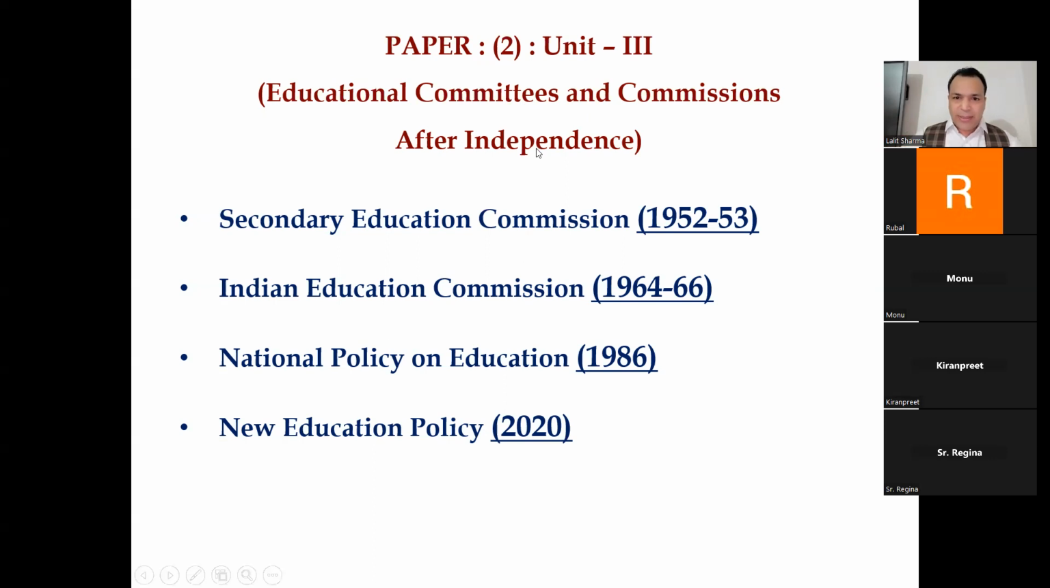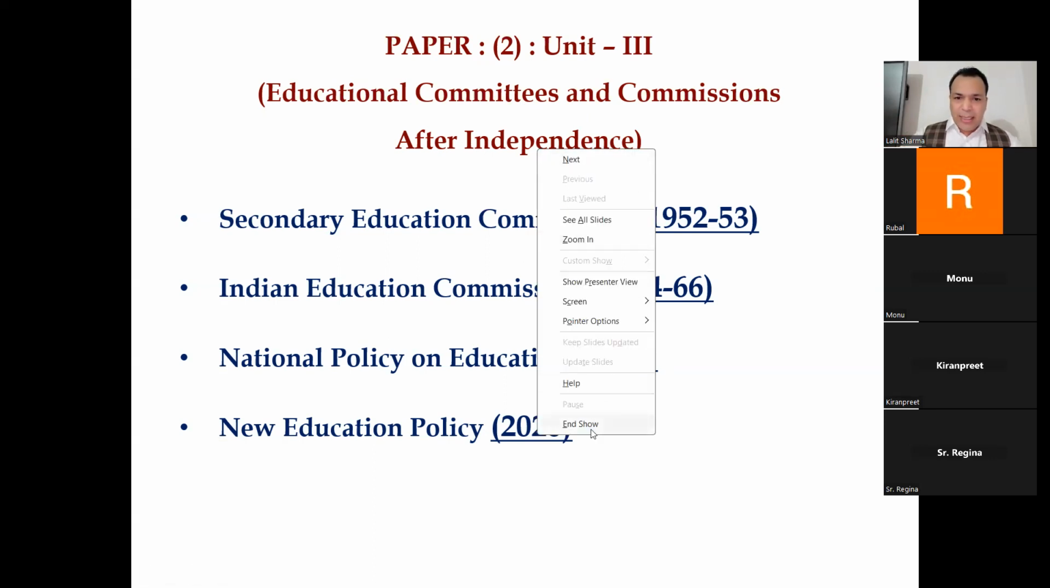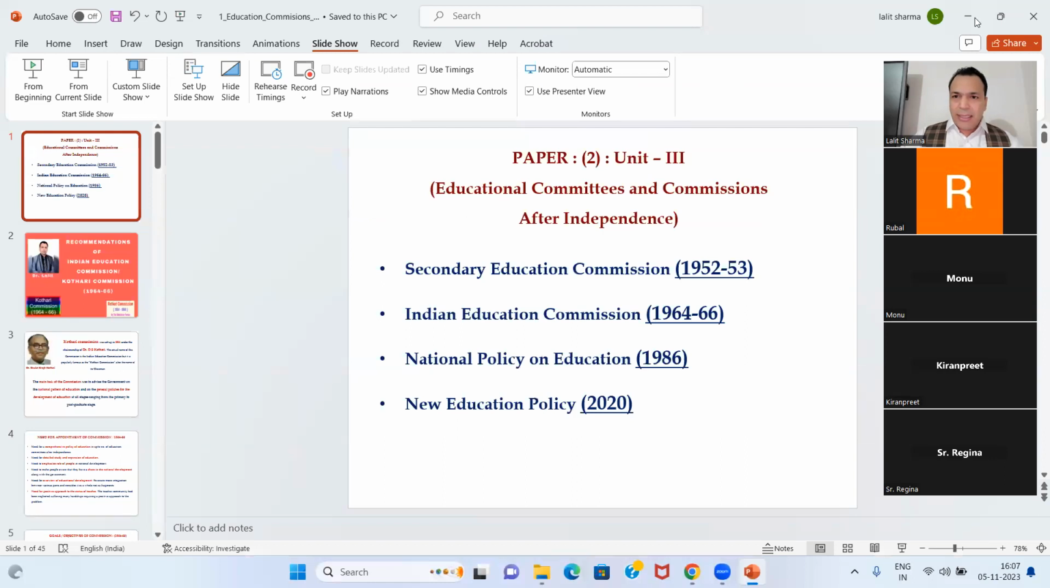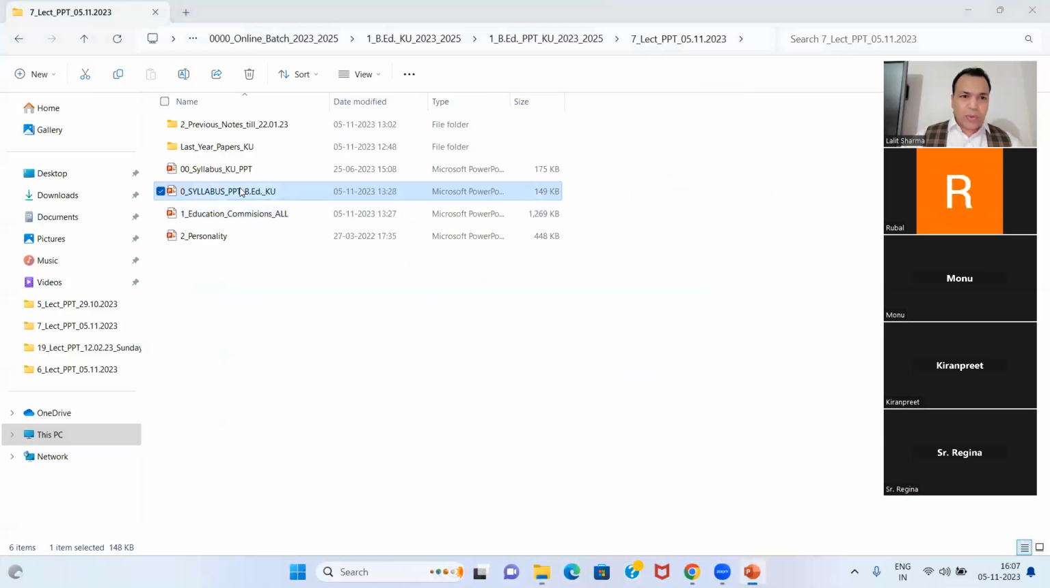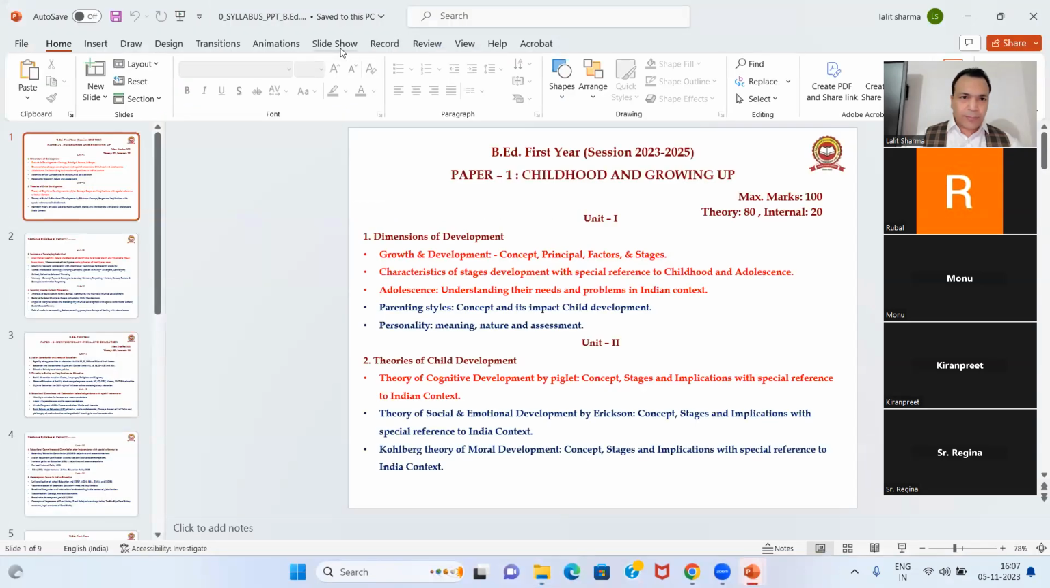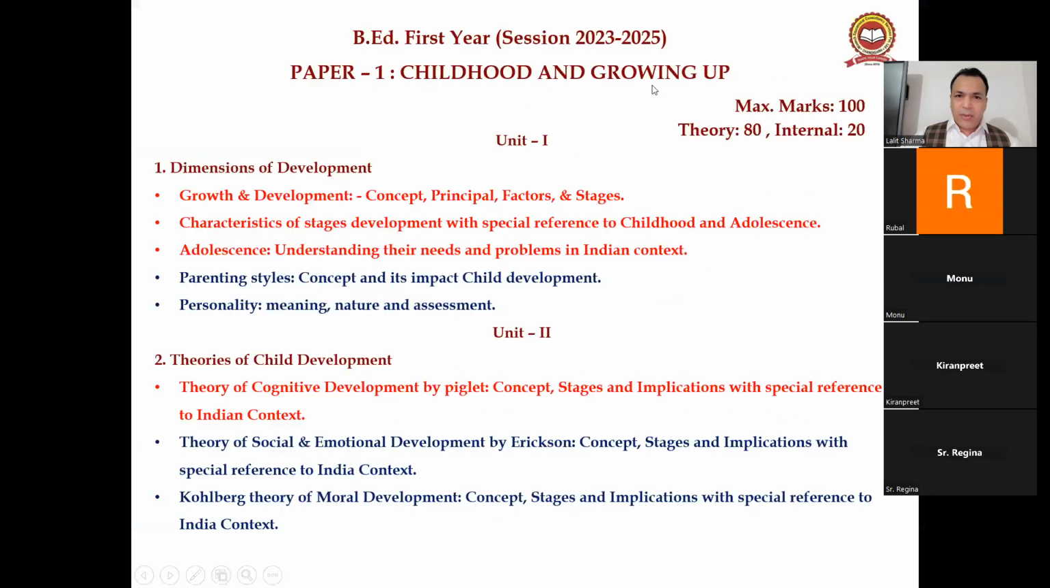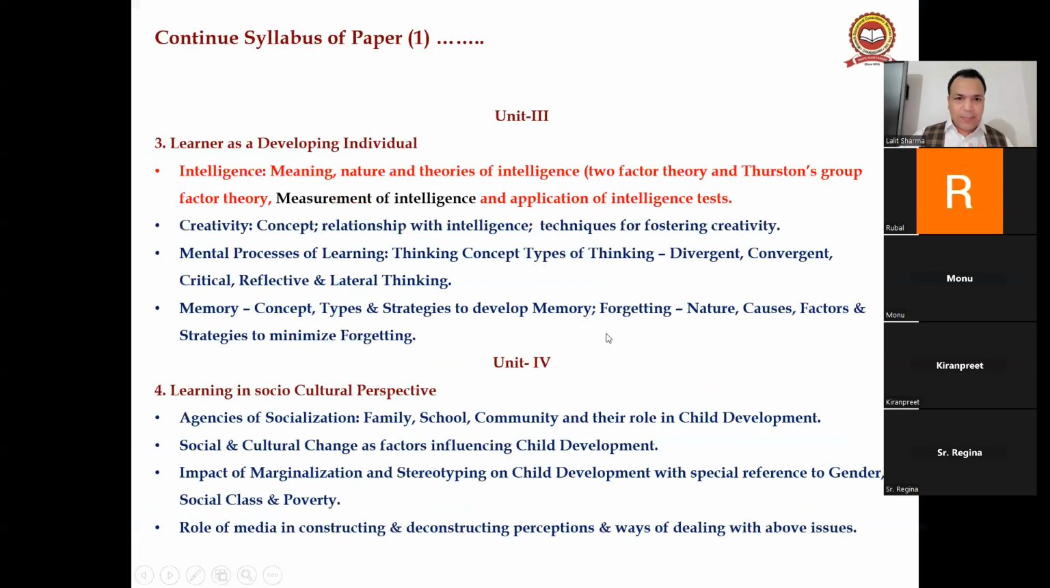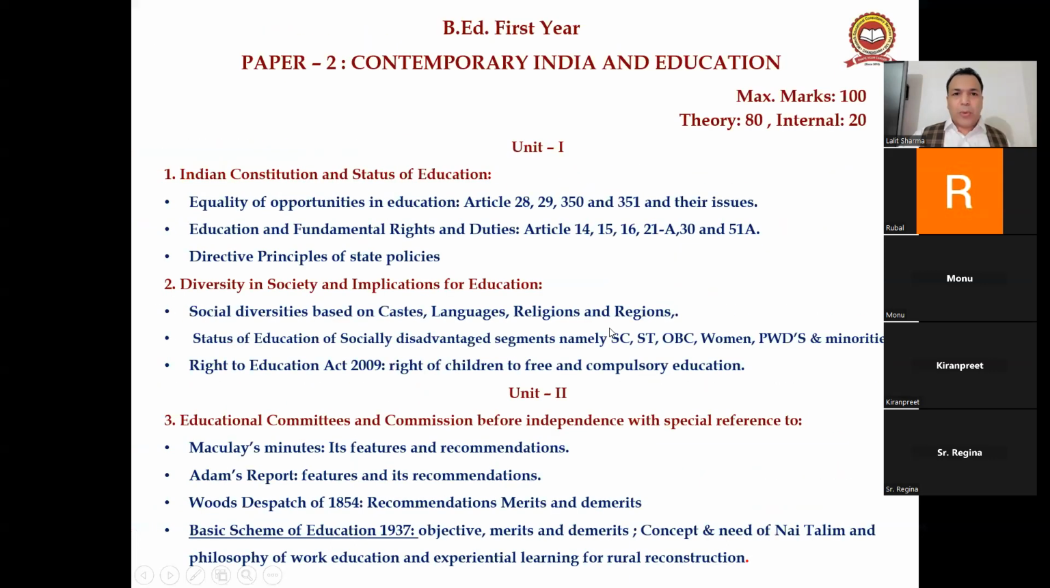First, I show you the syllabus. Paper 2, Contemporary India and Education. Paper 1, Childhood and Growing Up. Whatever we are finishing, I am coloring red. So this is paper 2, Contemporary India and Education.